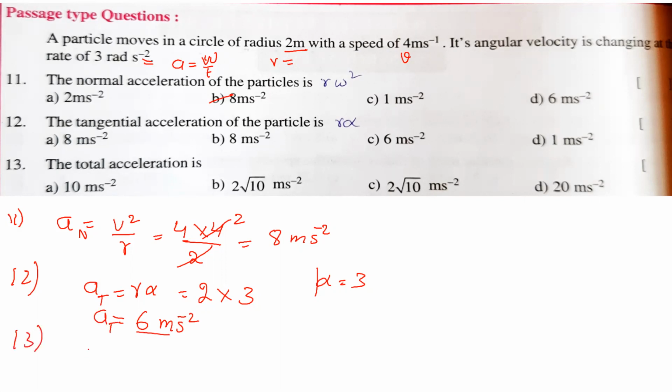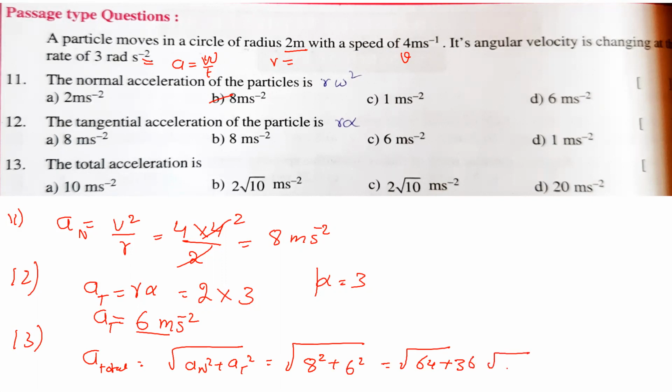And next, the total acceleration. Total acceleration is given by the square root of radial acceleration square plus tangential acceleration square, where radial acceleration you got as 8, so 8 square plus tangential acceleration you got as 6, 6 square. So what is 8 square, children? 64, and 6 square is 36. If you add these terms you get root of 100, and root of 100 is 10. Right children, this is the answer, 10 meter per second square. So option A is the correct one. Understood this question, children? This is regarding your circular motion problems.